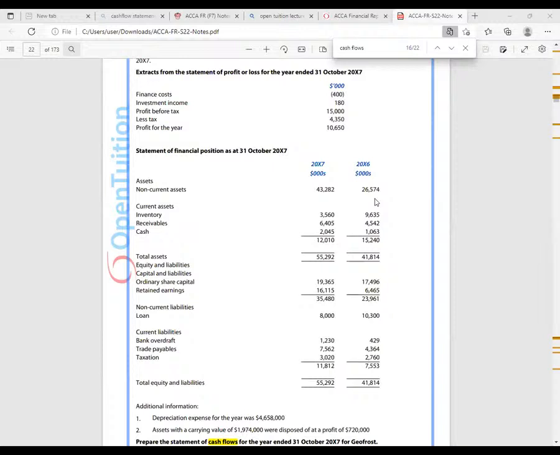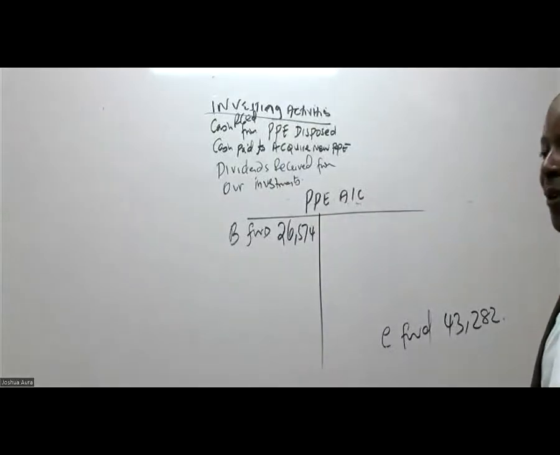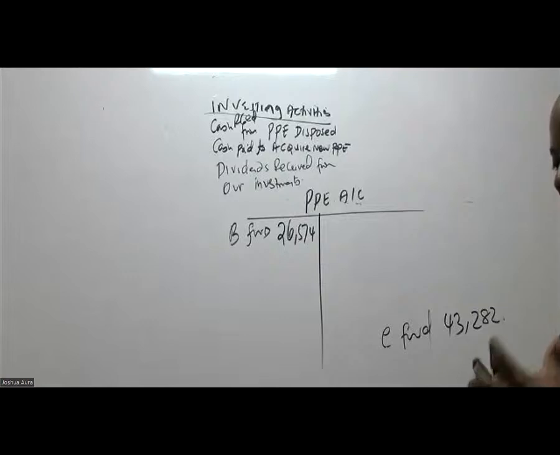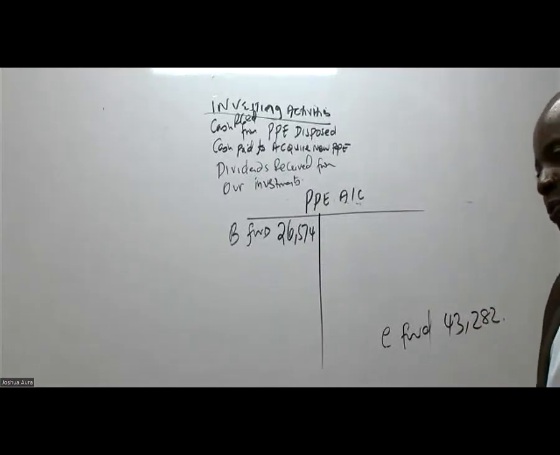26,574. And then we have, ladies and gentlemen, carried forward is 43,282, like that. Now, ladies and gentlemen, could you be very kind to your mwalimu tonight? What movements will affect the PPE within the year? What items do we expect to affect our property, plant, and equipment in the year?